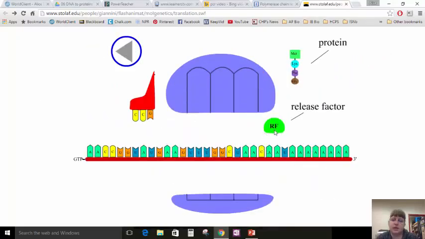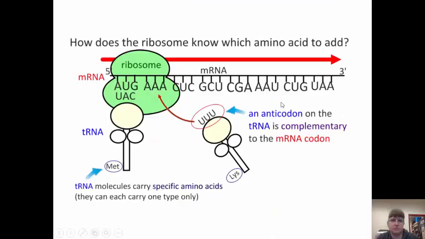Till we get to an end where we get a protein called a release factor that comes and allows the ribosome subunits to break off from the mRNA.